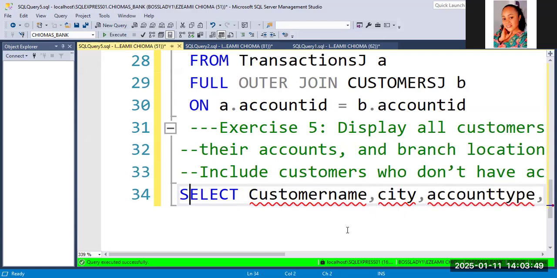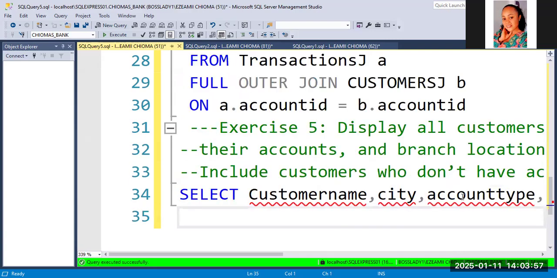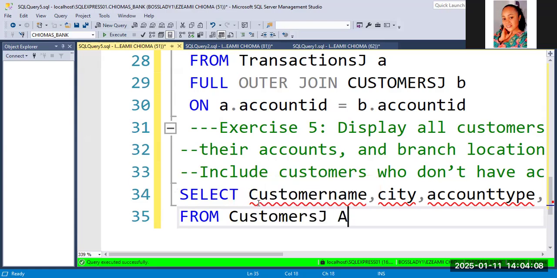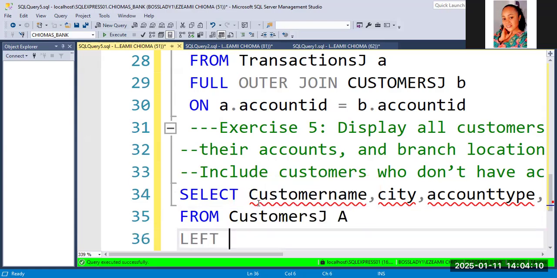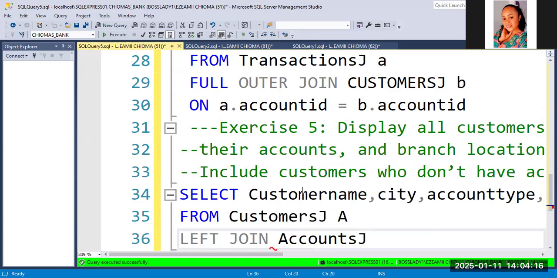Okay, so let's know the table we're working with. First of all, we look at our customer table because we want everything from our customer table. From customers J, we'll use it as A. We left join our account table, accounts J. We'll use it as B.